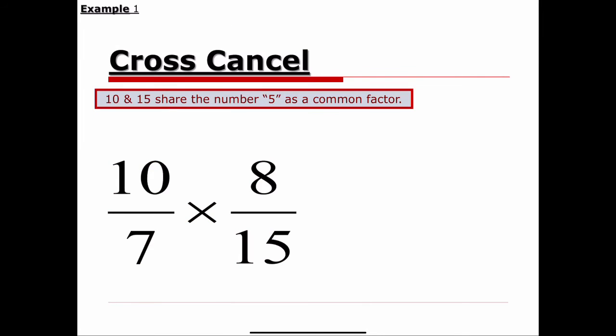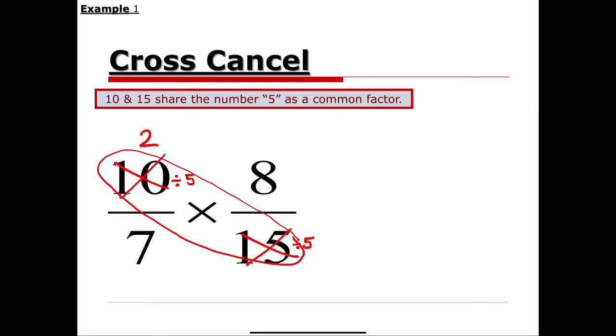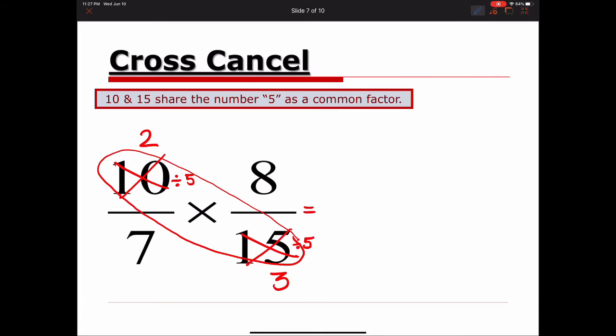So at this step right here, we're going to cross cancel. It looks like the 10 and 15 can cross cancel because you can divide both of those factors by 5. So 10 divided by 5 is 2, and 15 divided by 5 is 3. Now the 8 and the 7 do not cross cancel, so at this point we can just multiply from left to right. So now we can do 2 times 8 for the numerator, and 7 times 3 for the denominator. So 2 times 8 is 16, and 7 times 3 is 21.